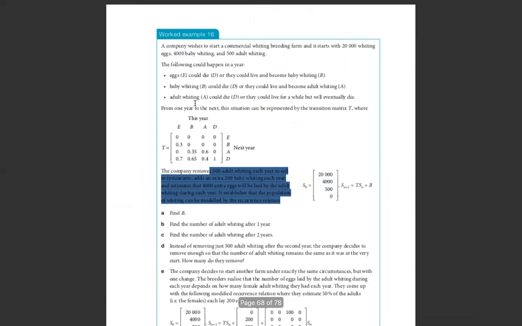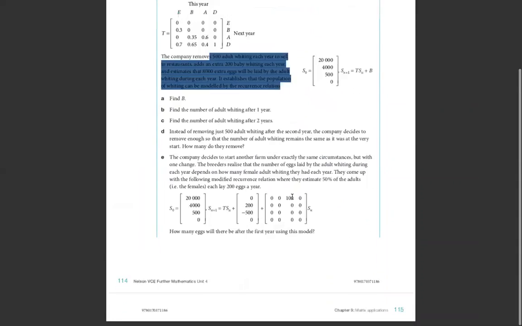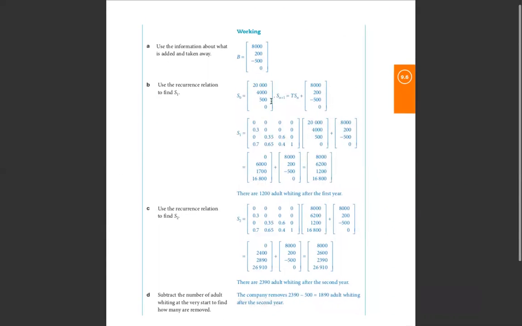Then for B, we need to find the number of adult whitings after 1 year. So that A is the adult whiting. After 1 year, you know the initial transition state matrix is already given to you. So what you need to do is use that one and then add this situation, because this is what's happening during the year. So that's your B in the formula, T S_N plus B.